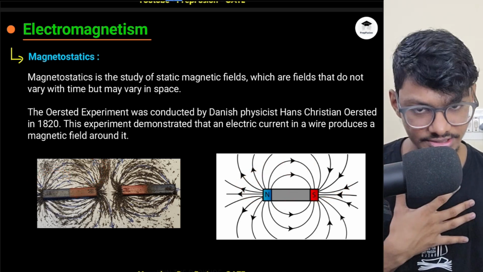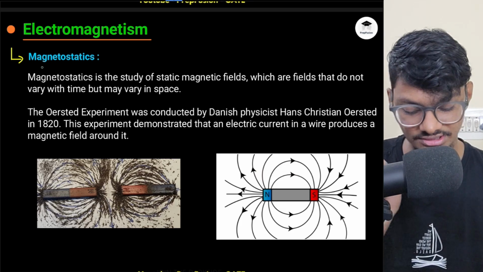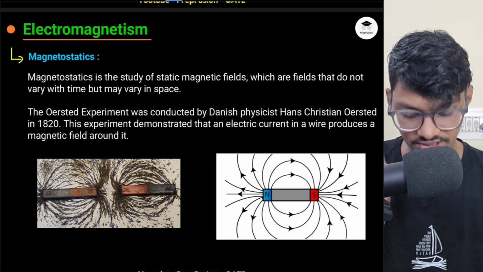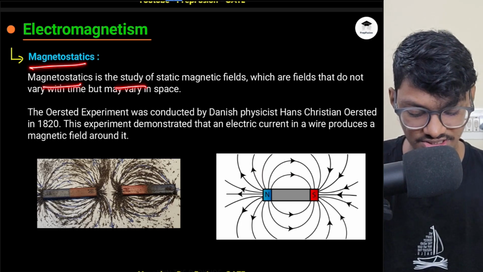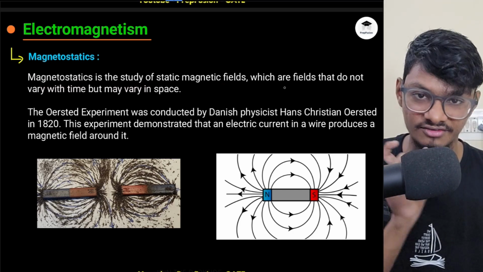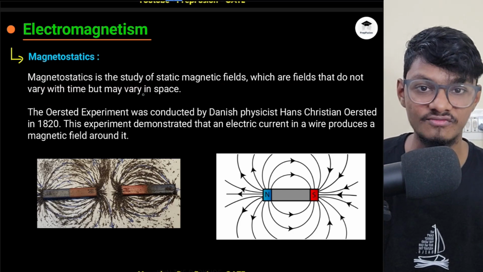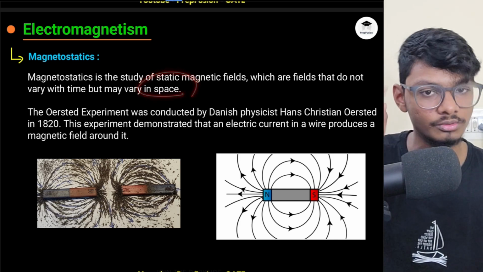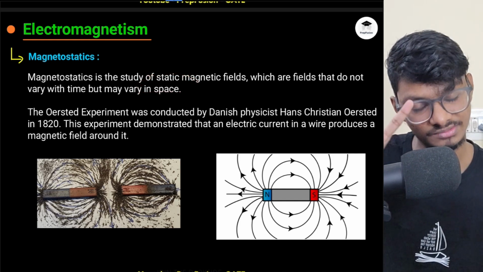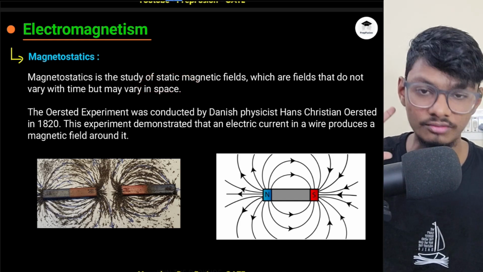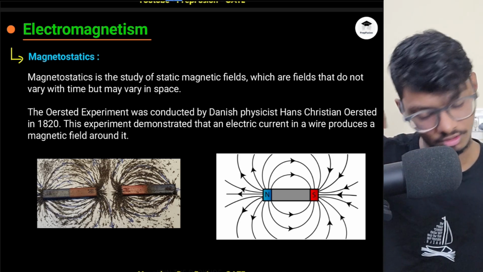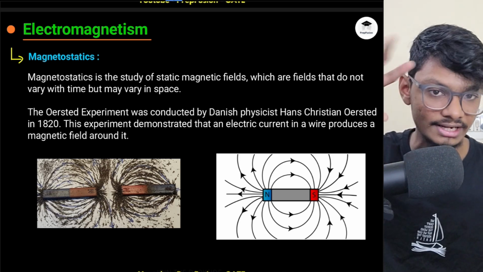But what we are currently interested in is the magnetostatics portion. So what is magnetostatics? Magnetostatics is the study of static magnetic fields, which are fields that do not vary with time but may vary with space. I hope you know the difference between time and space. This has been covered in electrostatics. Here we are mainly concerned with static fields, and in the next chapter we will study fields that vary with time as well.